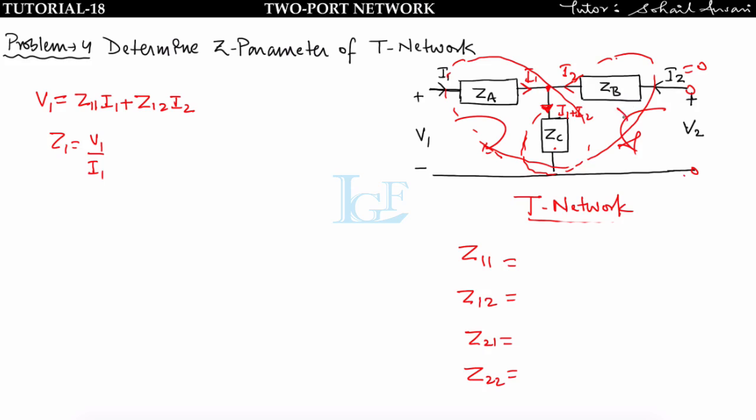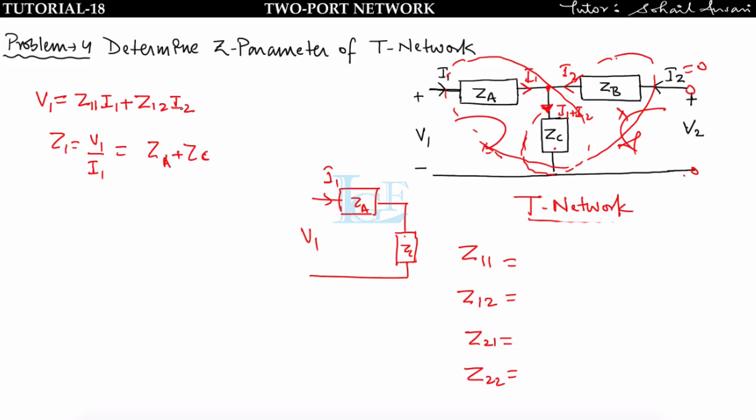It means ZB is of no value. So the overall circuit will look like this, right? This is V1, this is I1, and since I2 is equal to 0, there will be no I2 current flowing in ZC. So overall you will get I1 current through ZA and ZC. Now find V1 upon I1, and you will get ZA plus ZC. In this way you can find all the parameters.